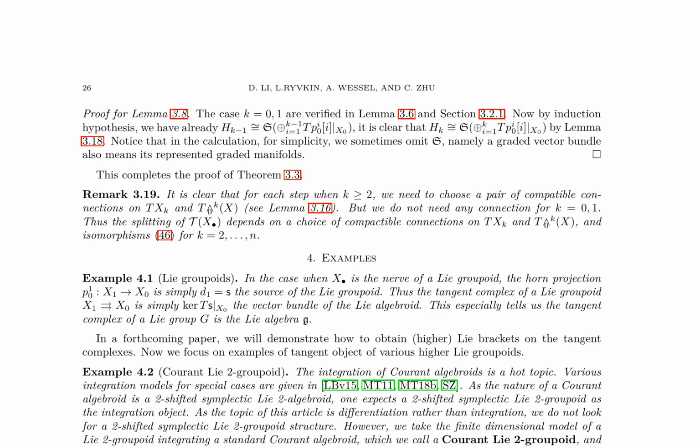The proof of lemma 3.8 is presented, utilizing an inductive hypothesis to demonstrate that HK is isomorphic to a specific direct sum of graded vector bundles. This concludes the proof of Theorem 3.3. It is noted that the splitting of the tangent complex of a higher Lie groupoid depends on a choice of compatible connections on the underlying manifolds.